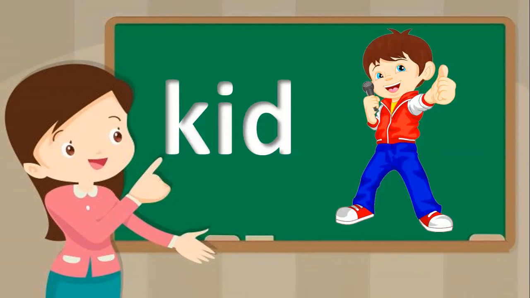It is kid. K-id, kid. He is a kid. It means small child. It can be a girl kid or it can be a boy kid. So it is a kid. He is a kid. K-id, kid.